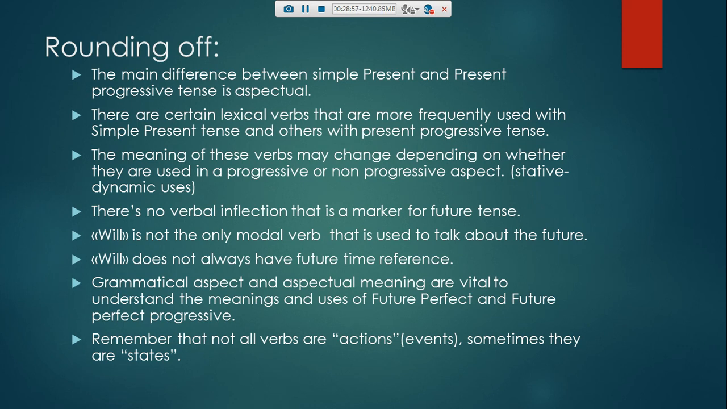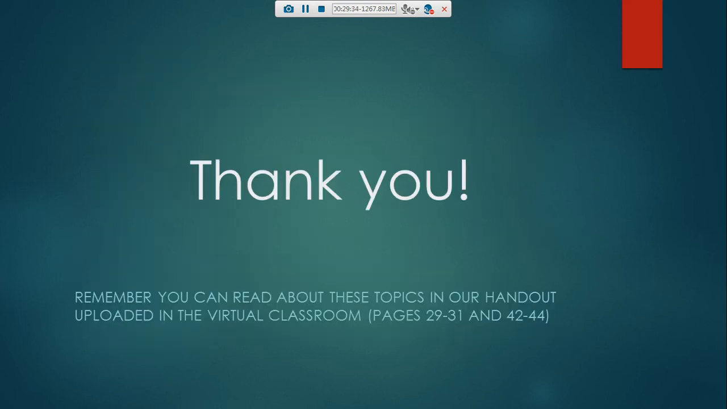There's no verbal inflection that is a marker for future tense in English, remember. Will is not the only modal verb that is used to talk about the future. Will does not always have future time reference, something you're going to study in third year. Grammatical aspect and aspectual meaning are vital to understand the meanings and uses of future perfect and future perfect progressive. Finally, remember that not all verbs are actions or events. Sometimes they are states. This will be important so that you don't make mistakes in your future analysis.